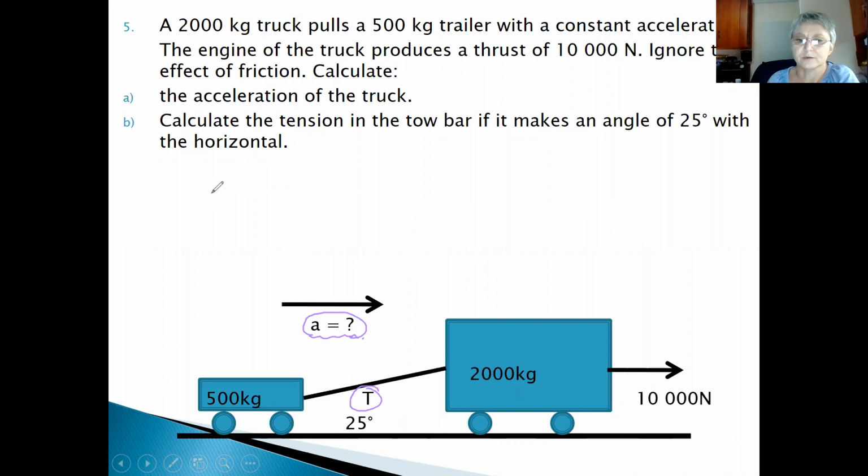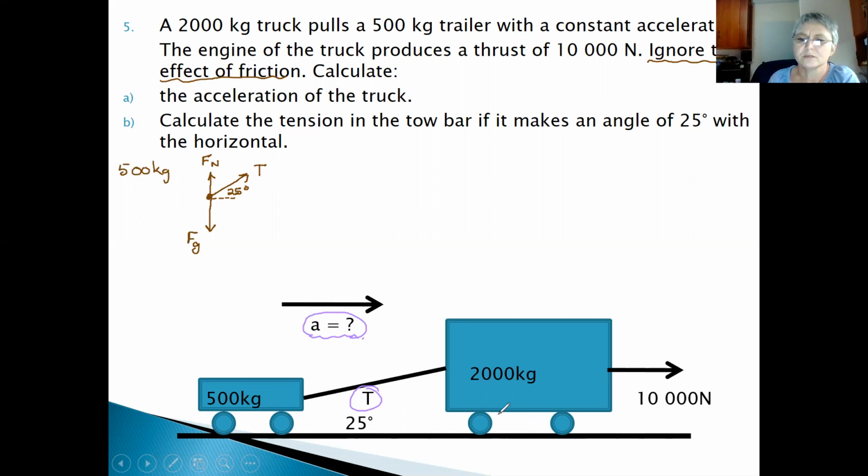Because tension has a vertical component, I think I can't ignore the vertical forces. So in this case, I'm going to draw a free body diagram that shows all the forces acting on the 500 kg object. So it's tension and the gravitational force. Tension is acting at an angle of 25 degrees. Did they say anything about friction? Yes, they said ignore the effect of friction. Nice. And then there's a normal force here.